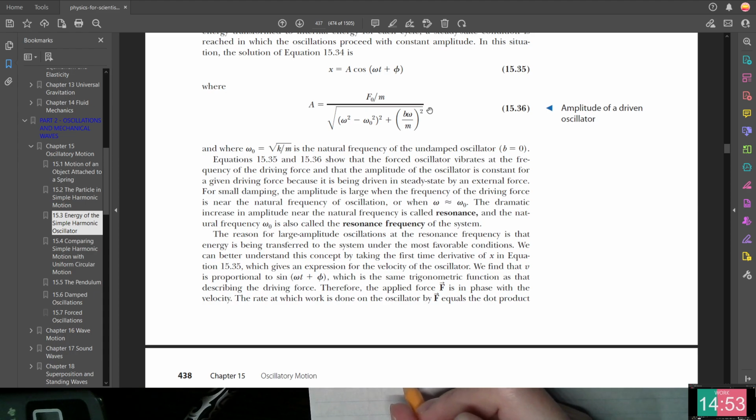M over squared omega and squared. Don't forget the root. Don't forget. Oh my god.